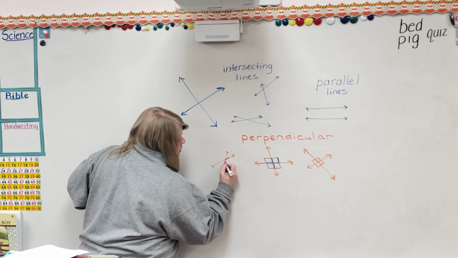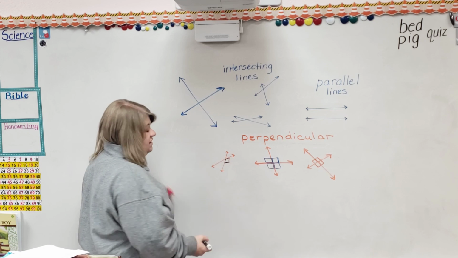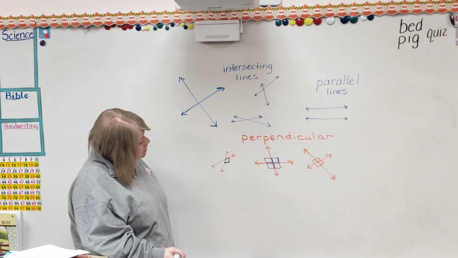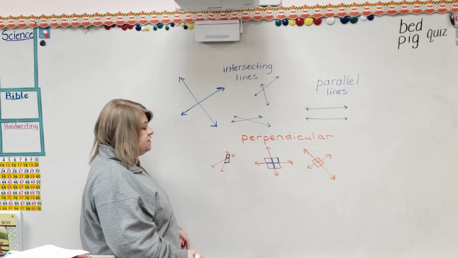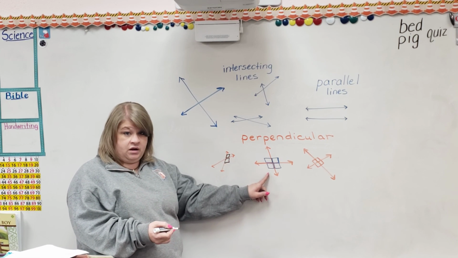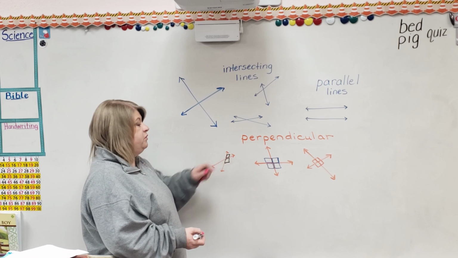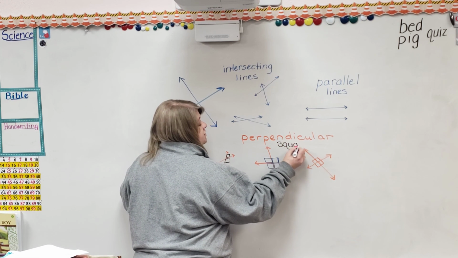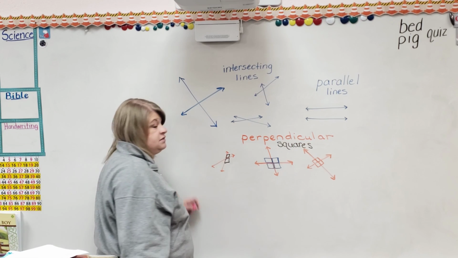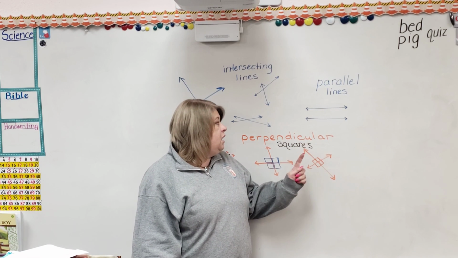This is not a square. That's a diamond. Same with this one here. That's not a square. They have to be squares, okay? Perpendicular lines are lines that cross and they have squares in them. All right, now let's do this here.